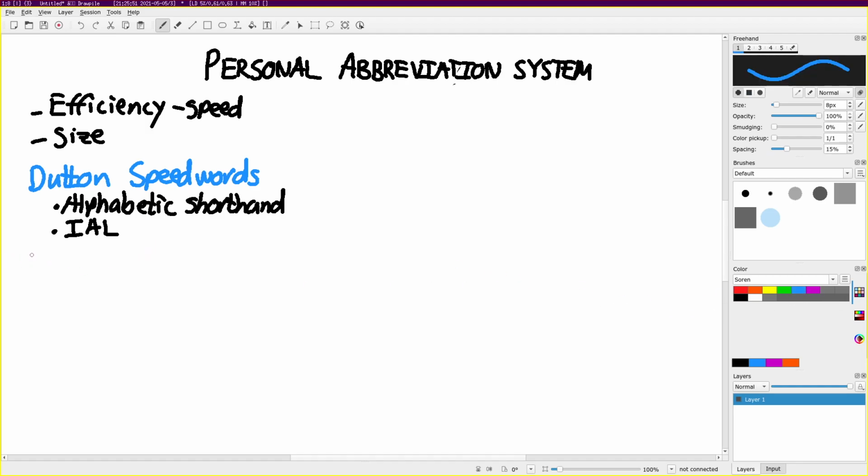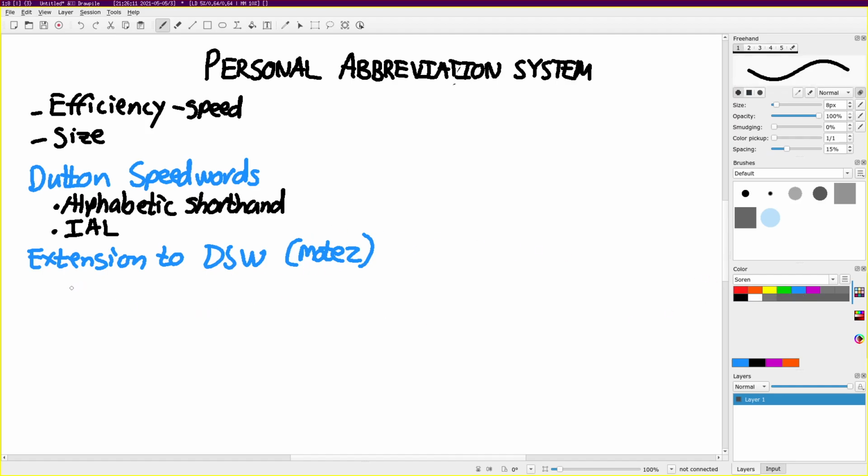There are also some extensions to Dutton Speedwords. I'll call that DSW. You also sometimes see it called Motes, because that's how you would say it in the language itself. That should say extensions, not extension.